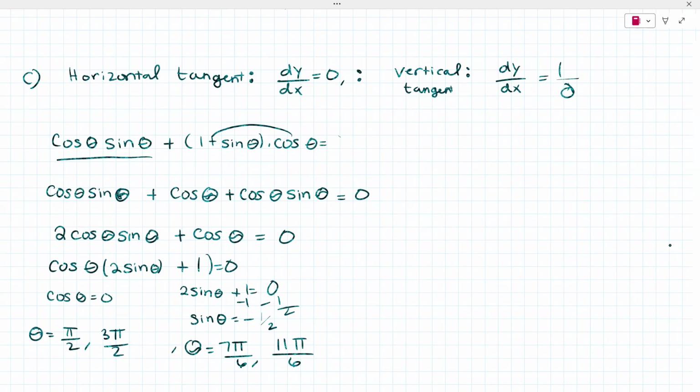Now let's do the vertical. So on the vertical, it would be cosine theta times cosine theta minus r, which is 1 plus sine theta, times sine theta. And we set that to 1 over 0.